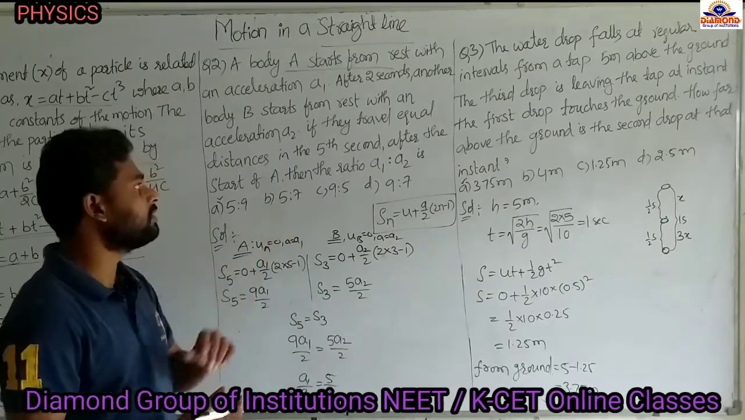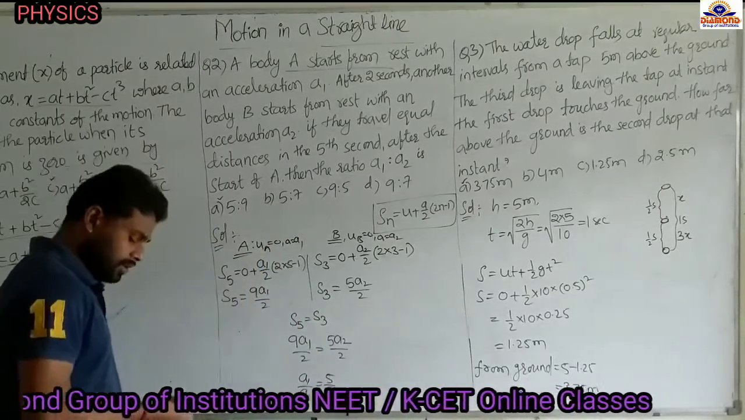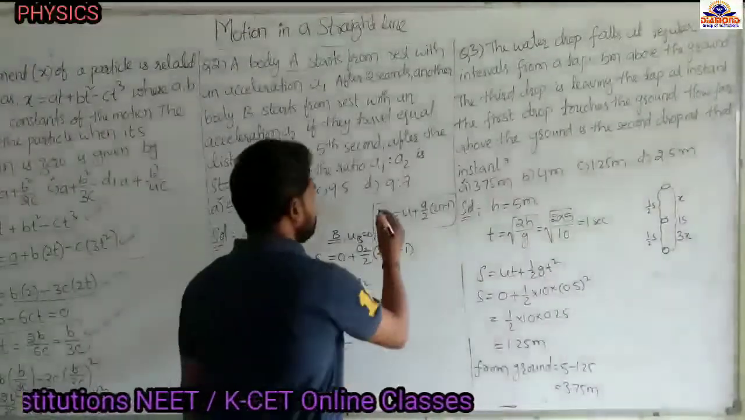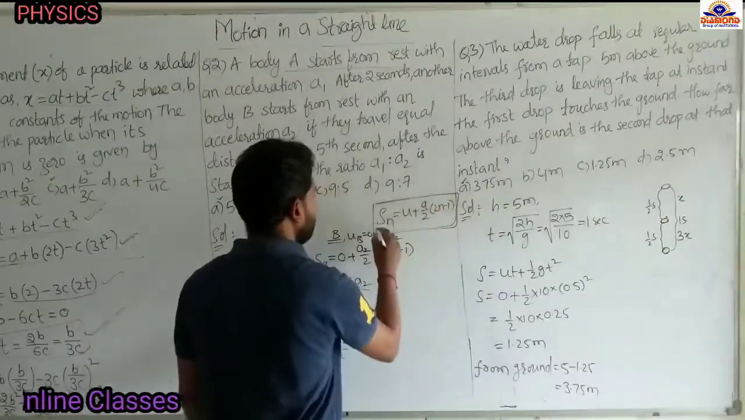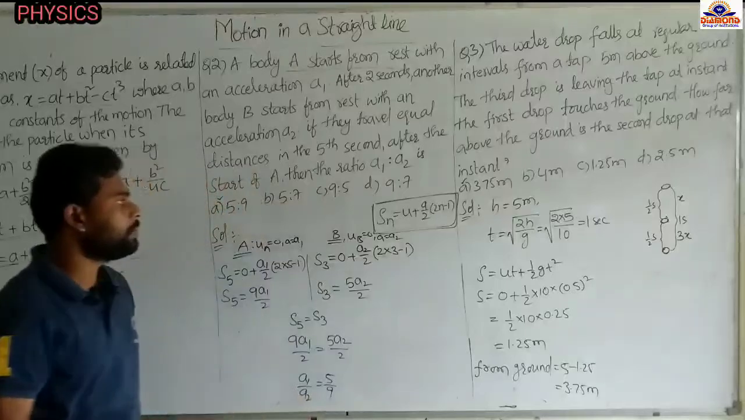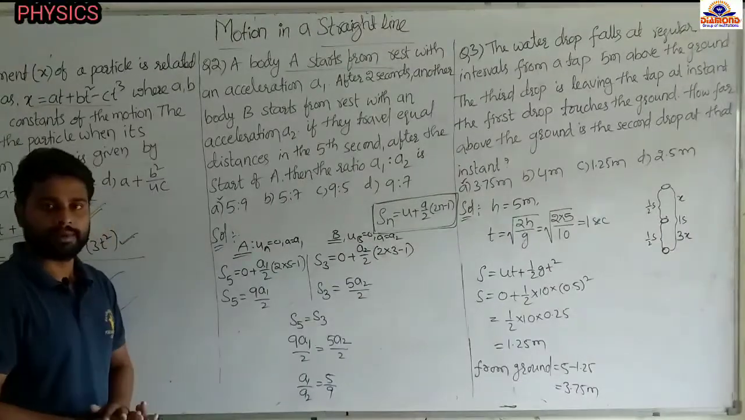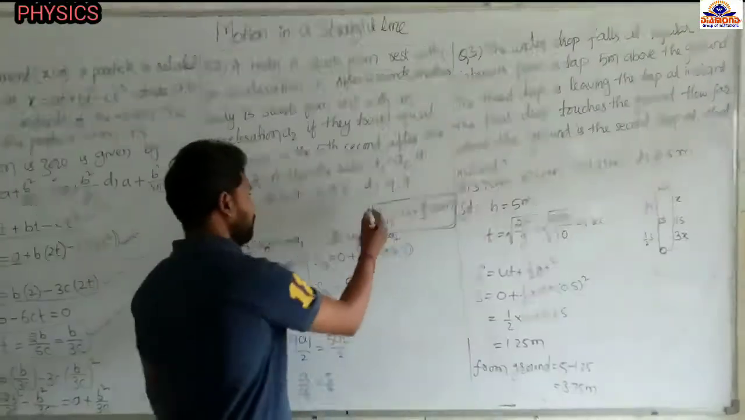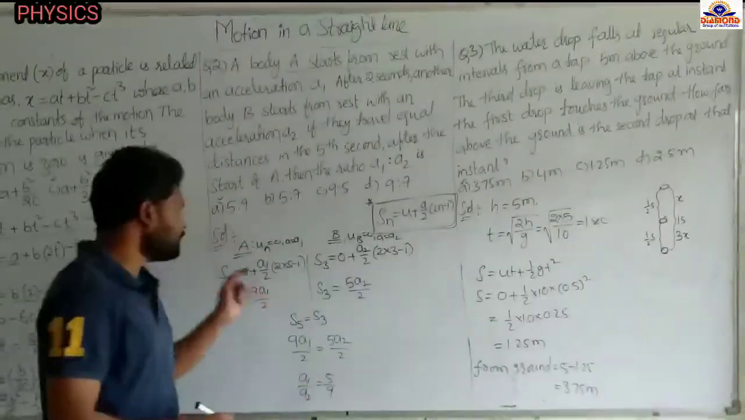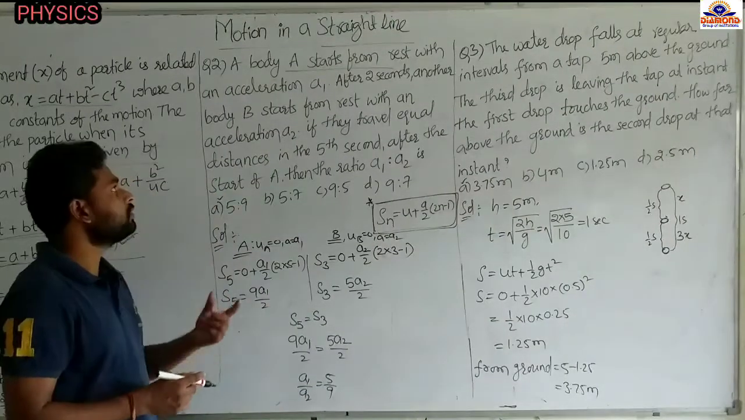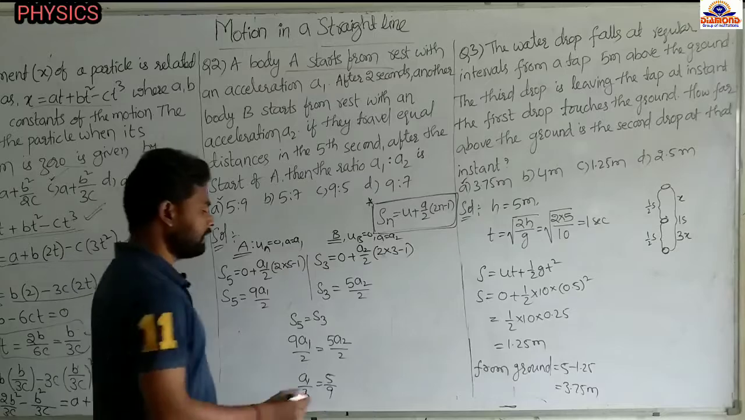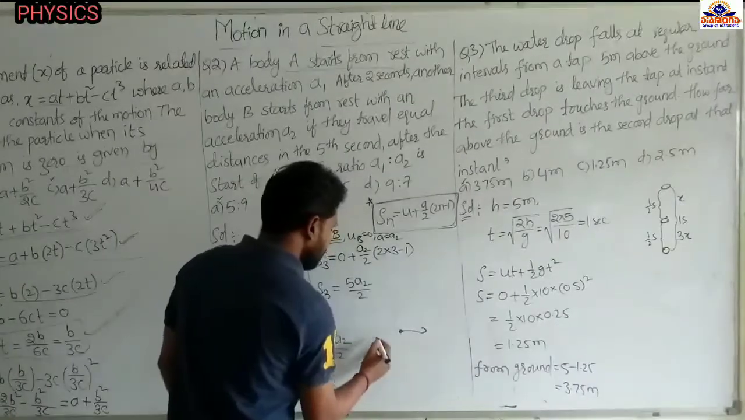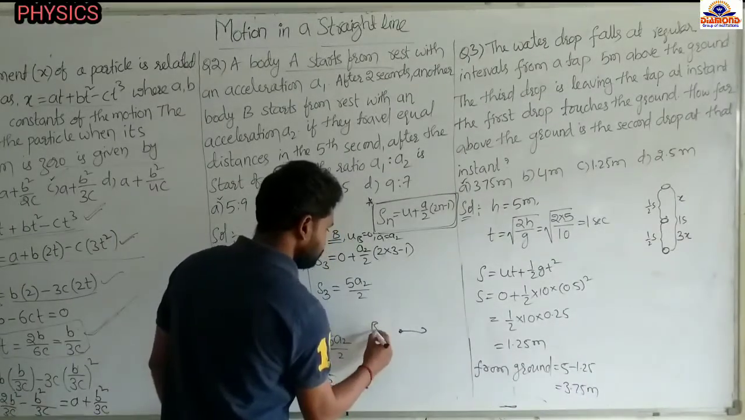At what time it will cover the same distance we have to find. Now at the nth second, the distance traveled by the body in the nth second, we have the formula Sn equal to u plus a by 2 into 2n minus 1. This is the formula, remember. A started first. After 2 seconds B started. A first started and after 2 seconds B started.